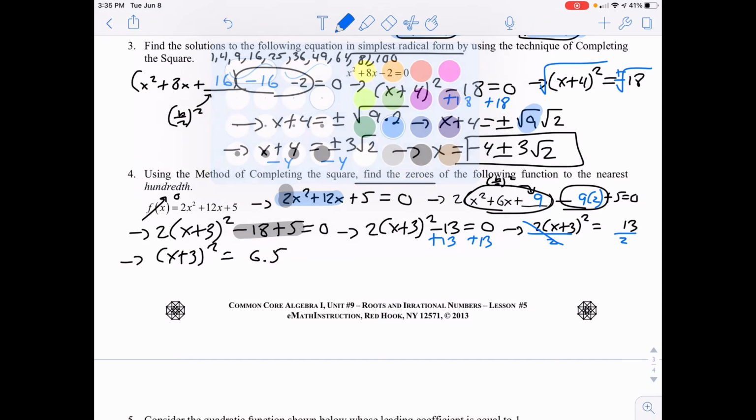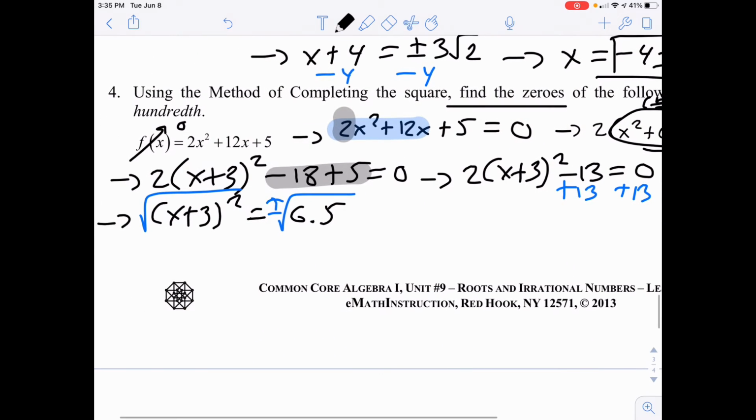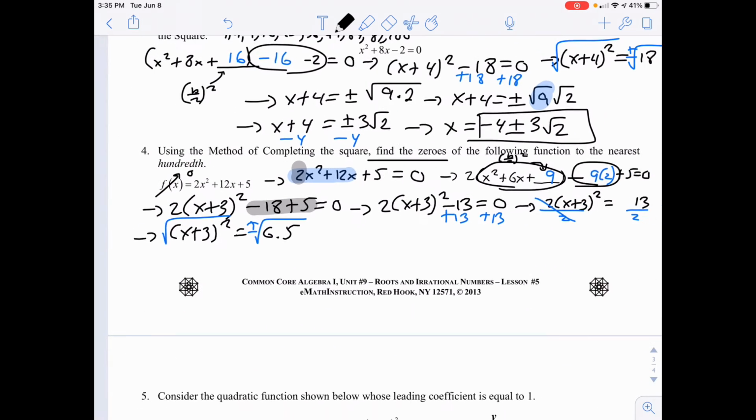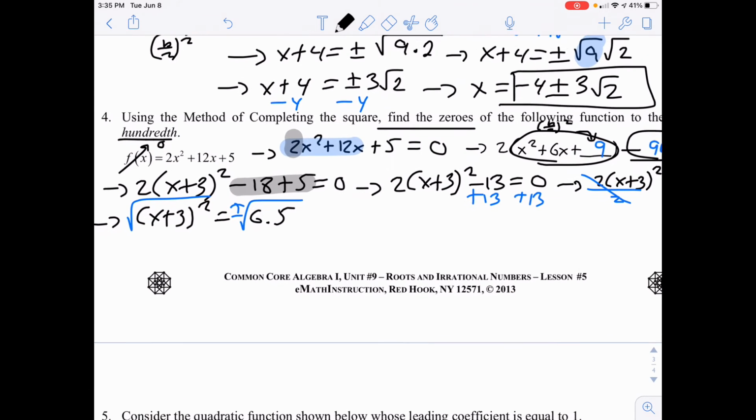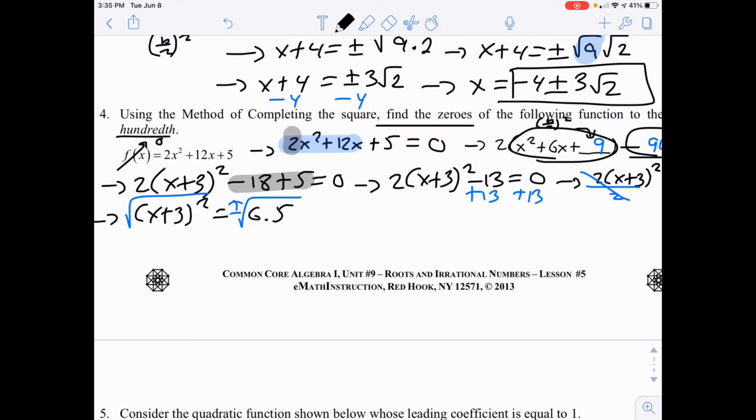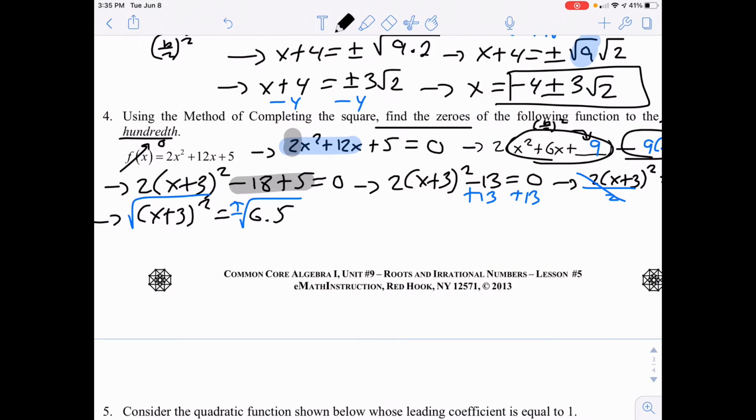Well, now we have to take the square root of both sides. So plus or minus the square root of 6.5. Okay, but here's what we're going to do. Since we need to round this to the nearest hundredth, we're going to wait to do the rounding at the very end. For now, let's write them as exact answers in simplified form, and then we will round it out with our calculator.